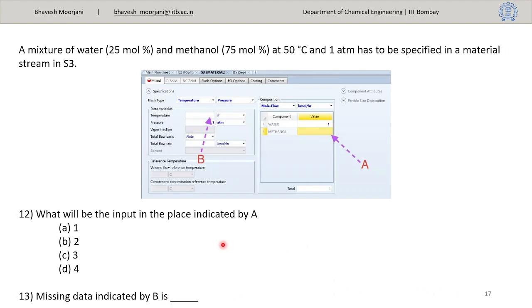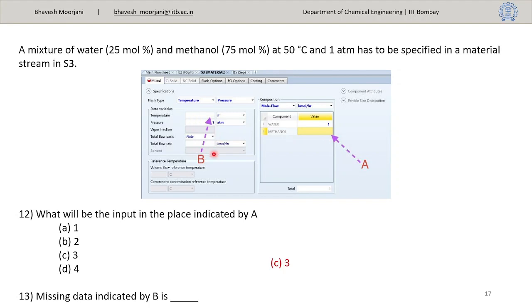Now this is an example. Just first read the problem statement. You have a mixture of water and methanol at 50 degrees centigrade and 1 atmosphere, specified by this S3 stream. These are the specifications that we have to put. First question: what should be the value indicated by A? Here we see the molar flow rate of water is given as 1. So what should be the methanol flow rate? We have composition. Water is 25 mole percent, so methanol will be 3, right?